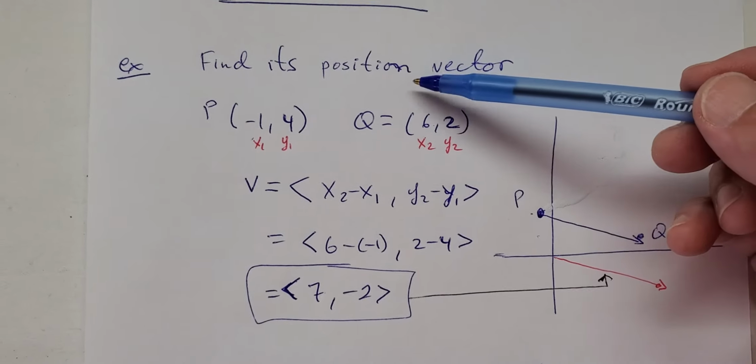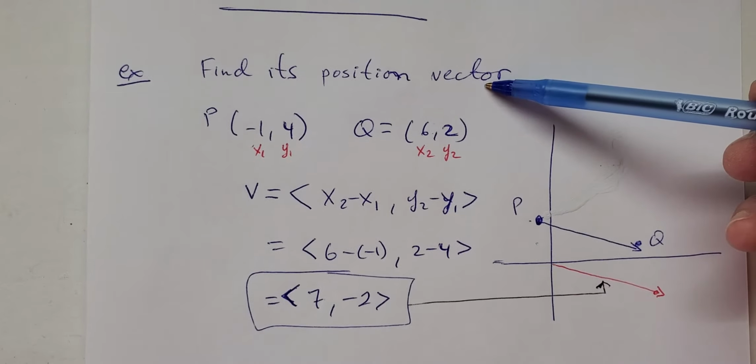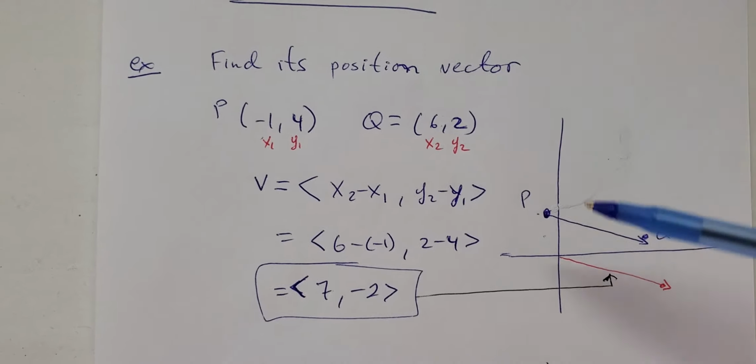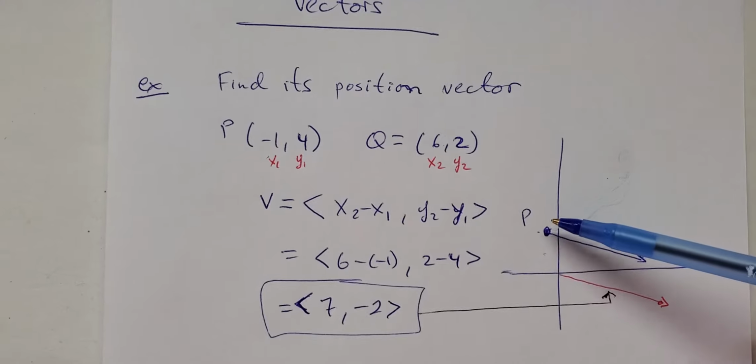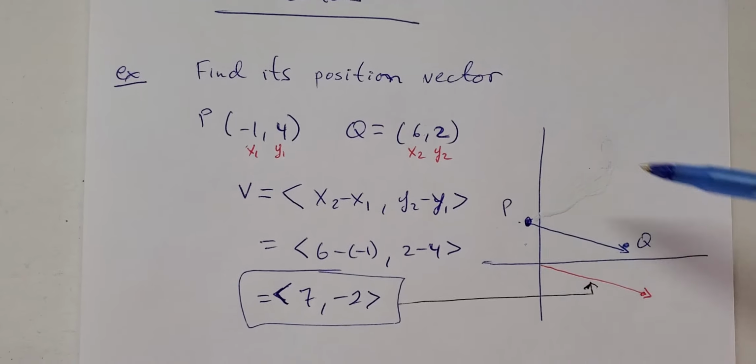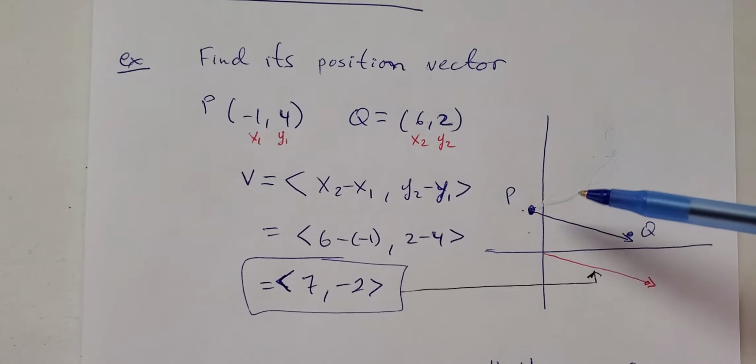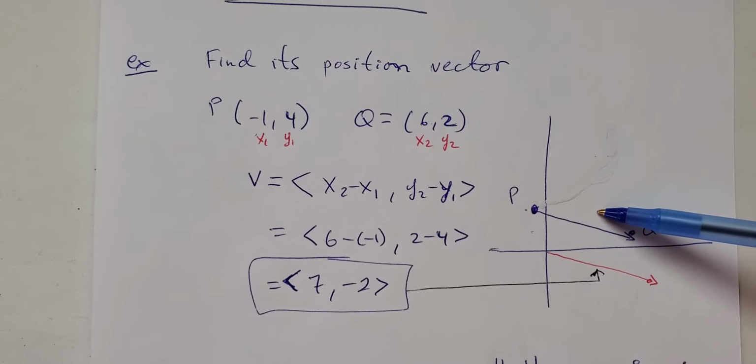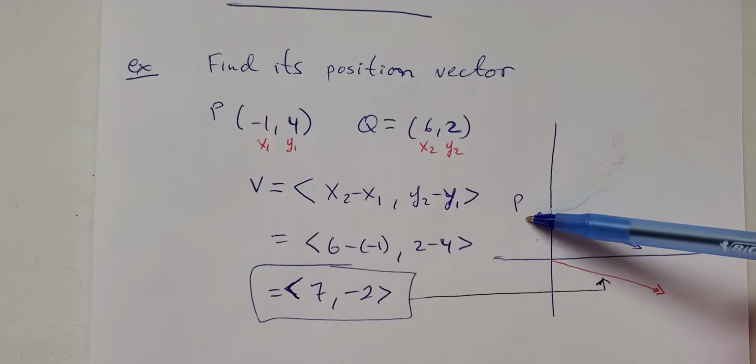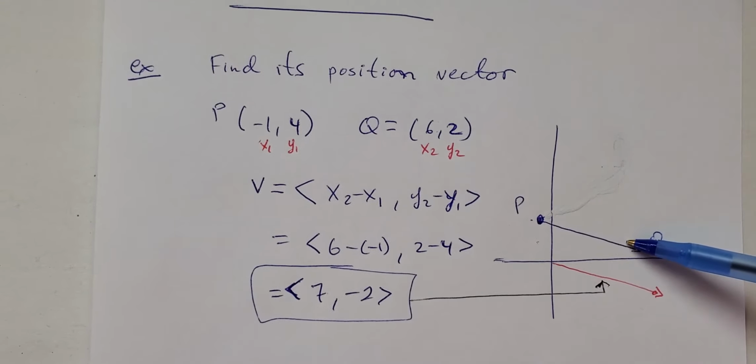One more time. A position vector is always at 0. Right here, here is 0, 0, the origin, pointing out. That's why it's called a position vector. Okay, so point P, point Q. Again, what I have here is just an approximation. It is not an exact graph. So point P will be here, point Q would be here.